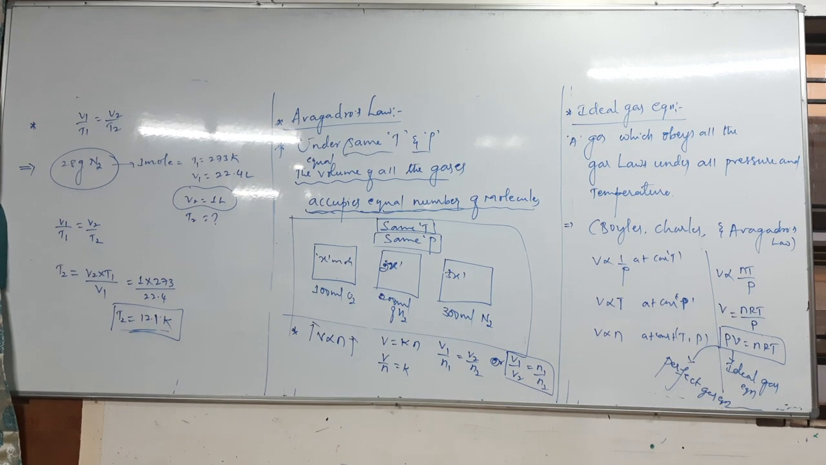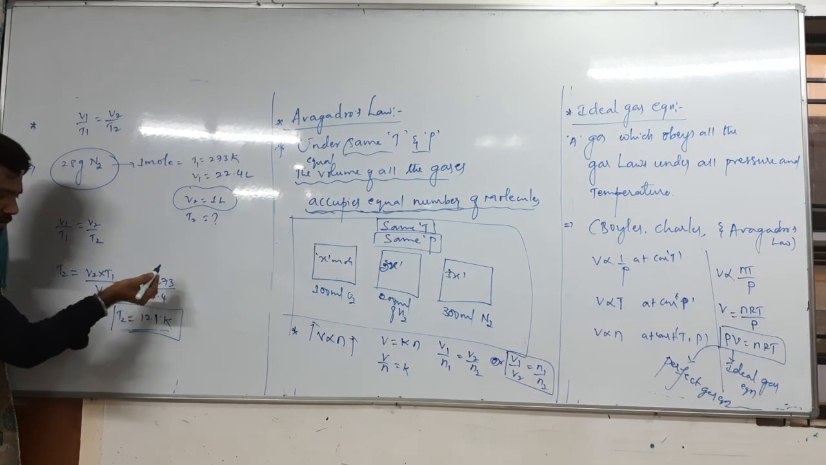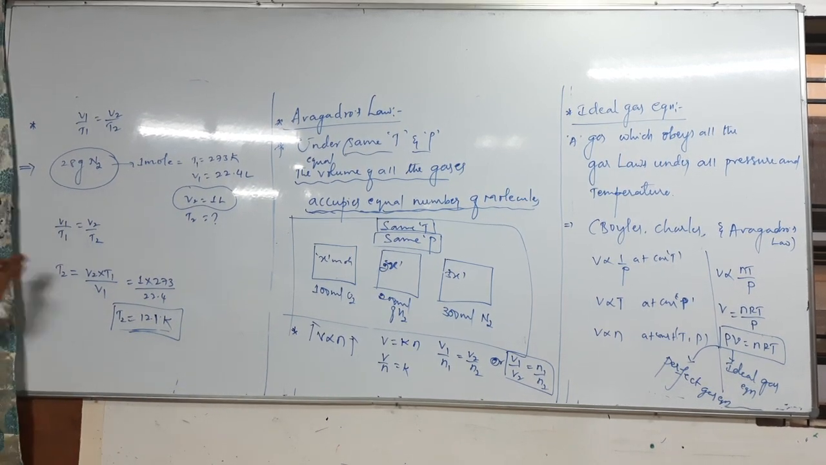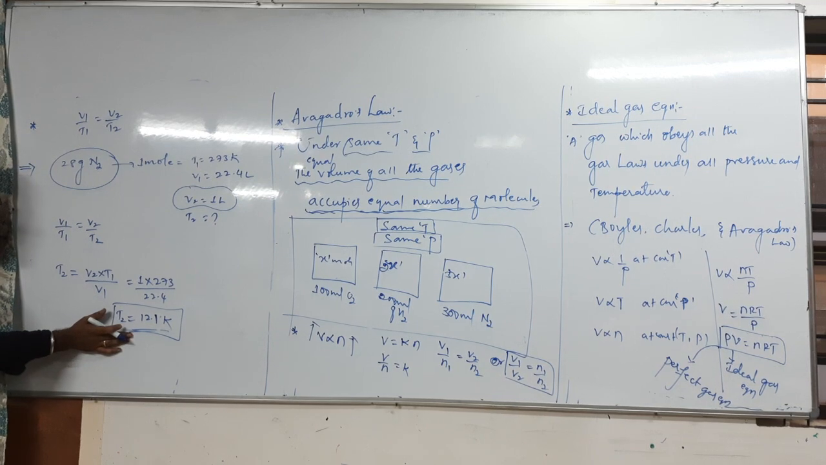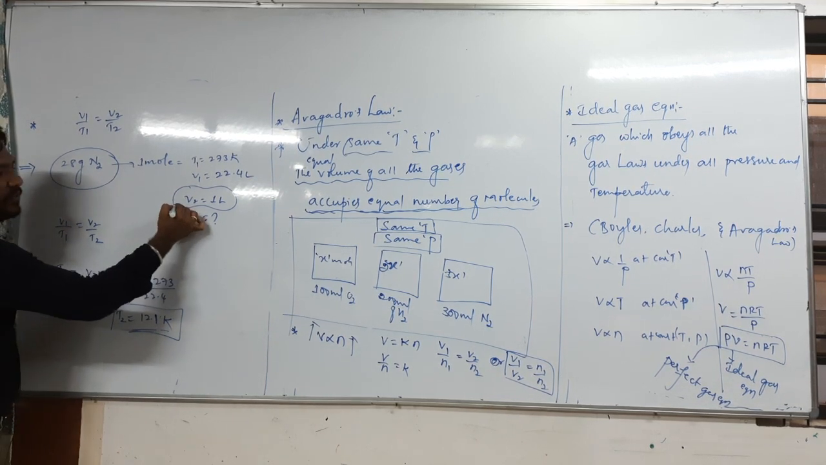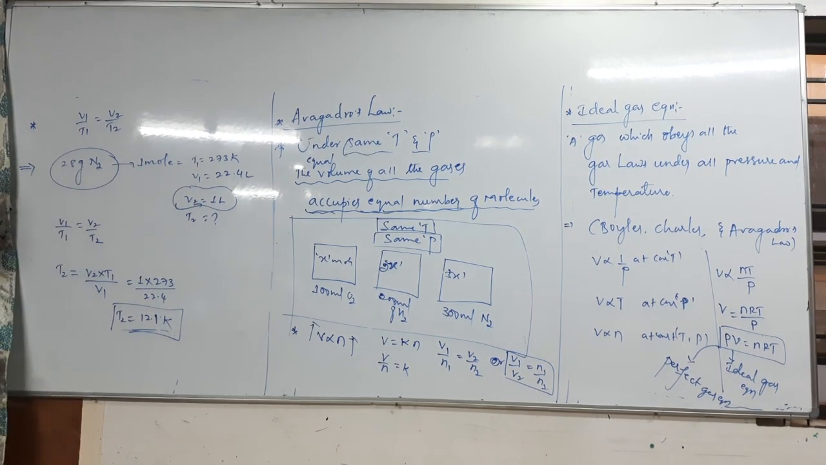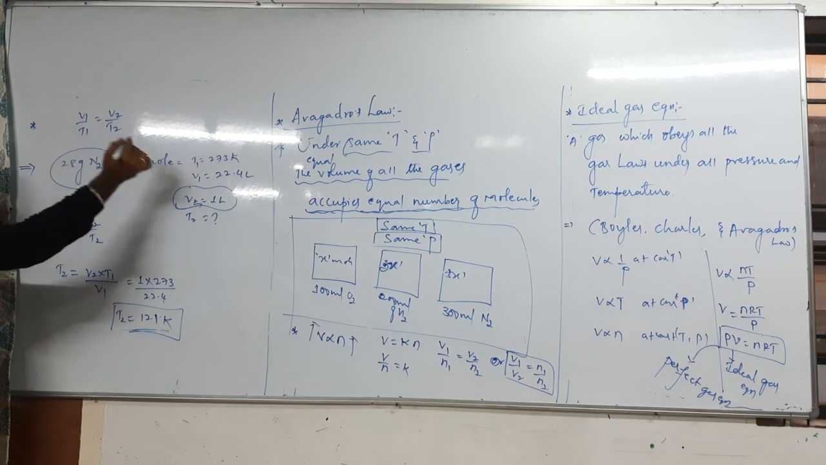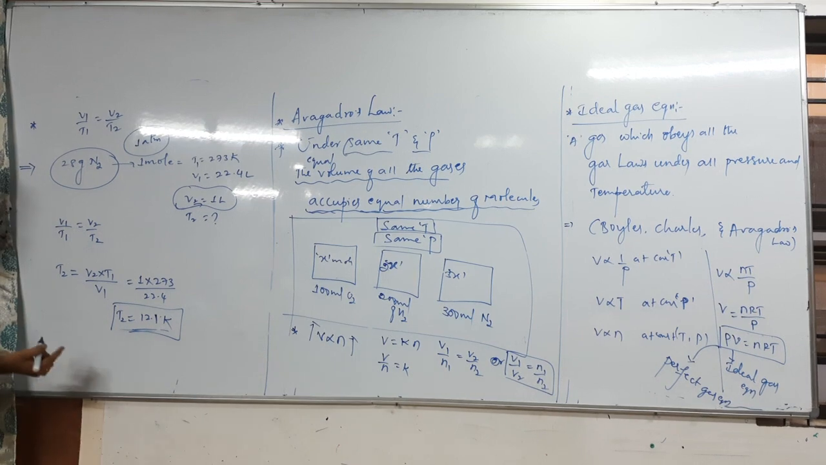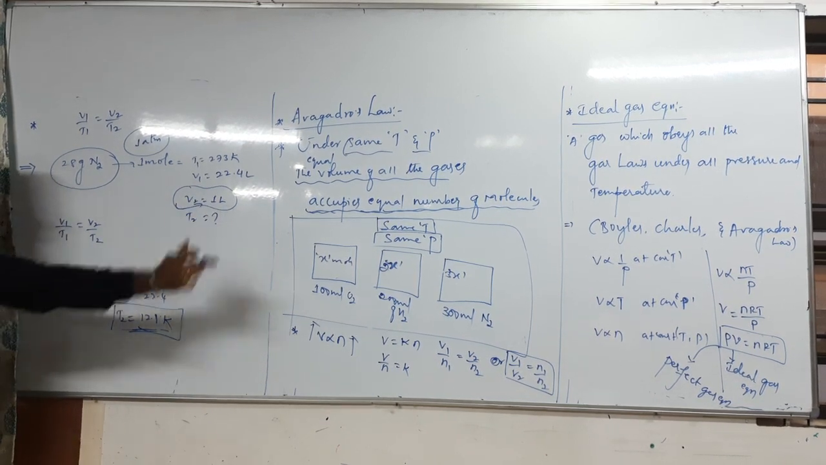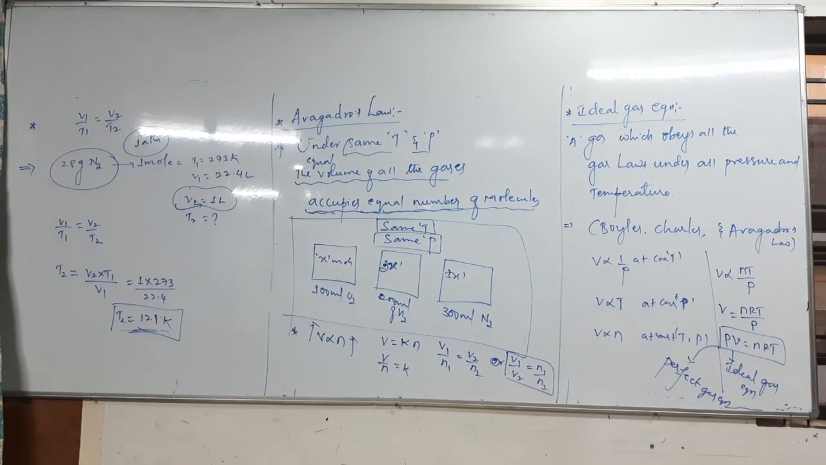So here the liter gets cancelled and we get 12.1 Kelvin, the temperature. At this particular temperature, the volume of that gas will be 1 liter, and it will exert a pressure of 1 atmosphere. At 12.1 Kelvin, it exerts 1 atmosphere pressure and occupies 1 liter of volume. So let's take another.